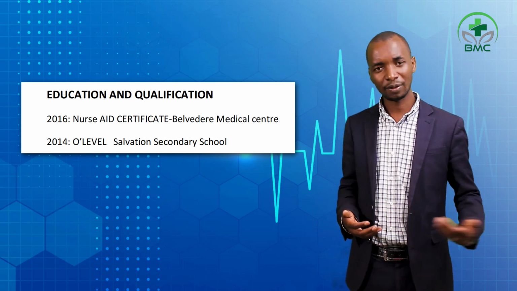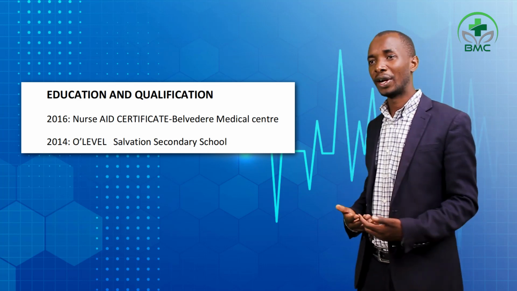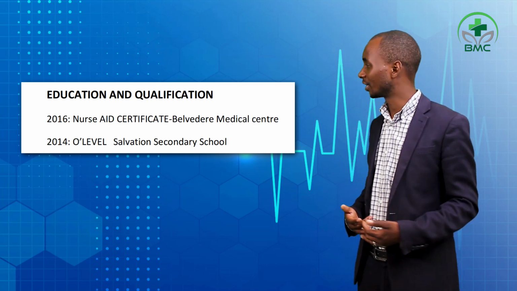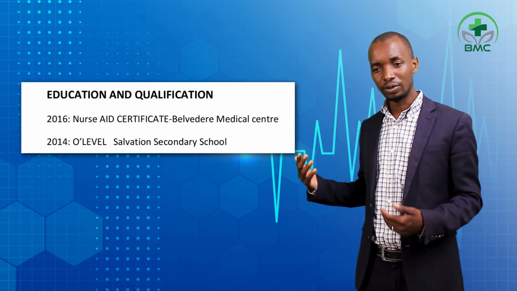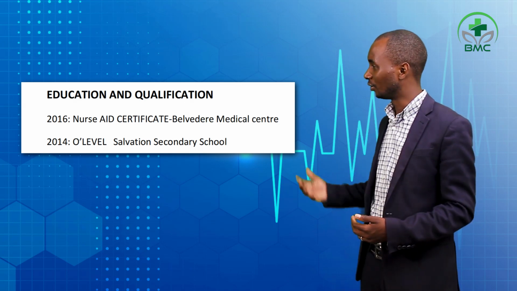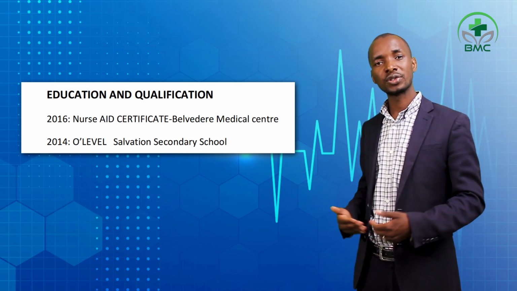You might have other qualifications, like you might have done building at some point. Don't include your building qualifications here. Include those which are relevant to what you are applying for. So that's on your qualifications. Put dates and also the institutions.